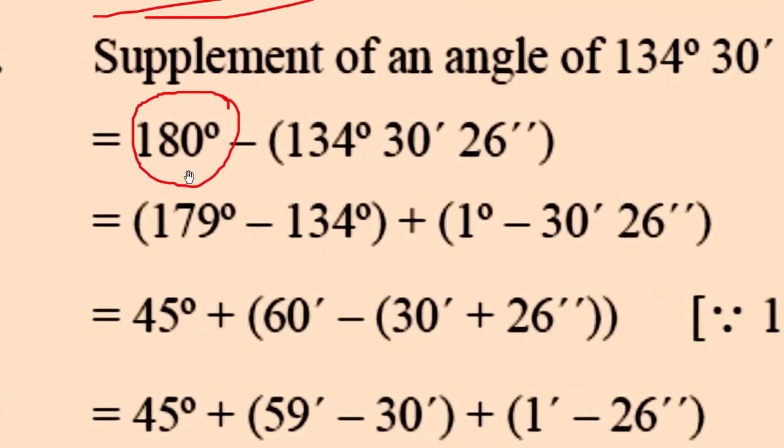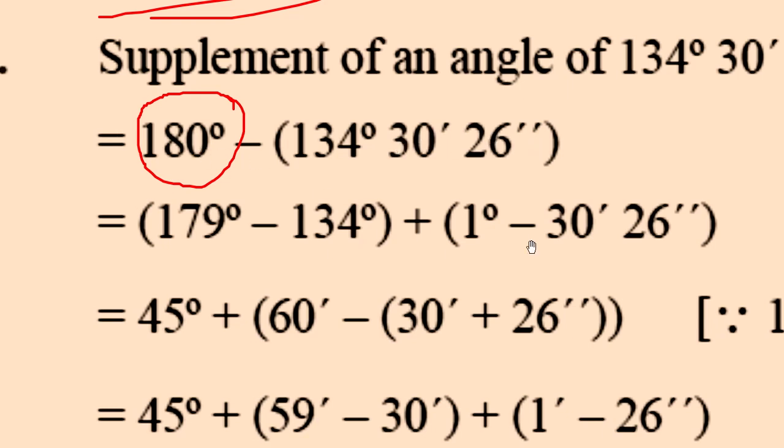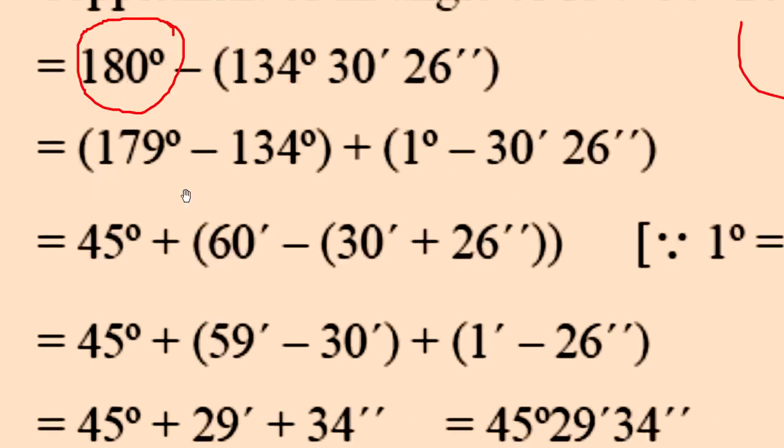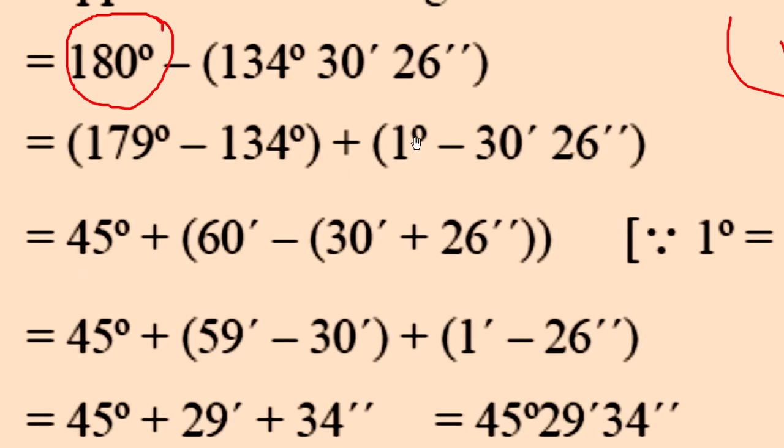So from 179, let's remove this 134 degrees, and from 1 degree, let's remove this 30 minutes 26 seconds, because 180 is 179 plus 1. From 179 we are removing 134. From 1 degree we are removing this part. So 179 minus 134 is 45 degrees. 1 degree can be written as 60 minutes minus 30 minutes 26 seconds.